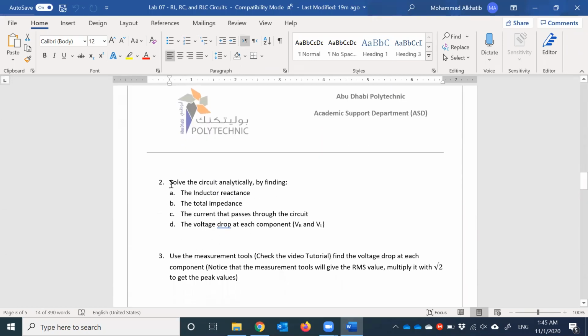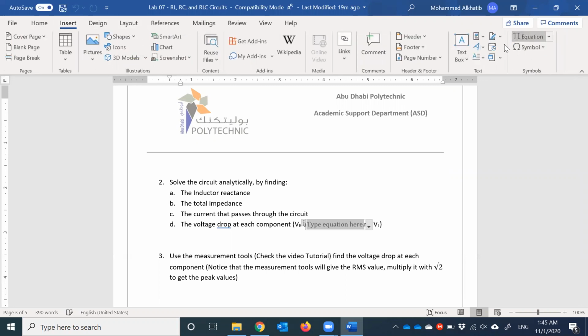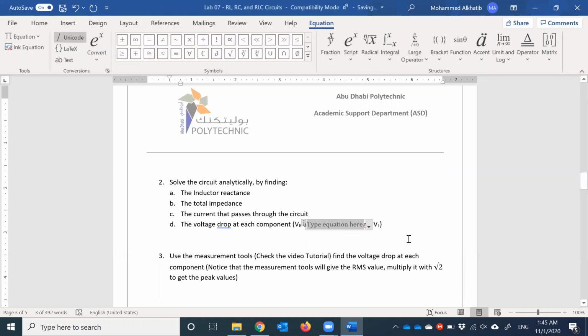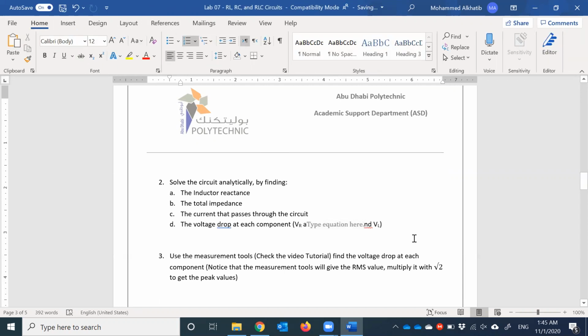And then the first part, you have to solve the circuit as if you don't have simulation tools. You just need to solve it. Just imagine this question, you faced it in the exam, how are you going to solve it? In Microsoft Word, it's easy to write formulas and equations. You just insert equation here, and you can proceed and write your own formulas.